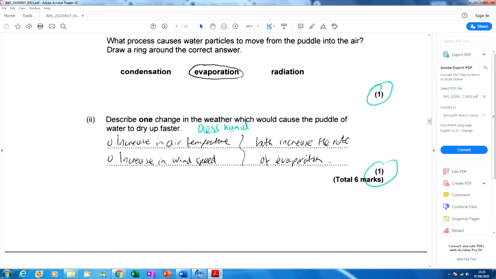Also, if the wind is going faster, the air particle will also be carrying more energy, so it can collide and transfer more of that energy into the water particle at the surface, so you'll get more changes of state. Another point to make is you could say less humid. Humidity is a measure of how much water vapor is in the air, and if there is less water vapor in the air, it's easier for particles to evaporate.